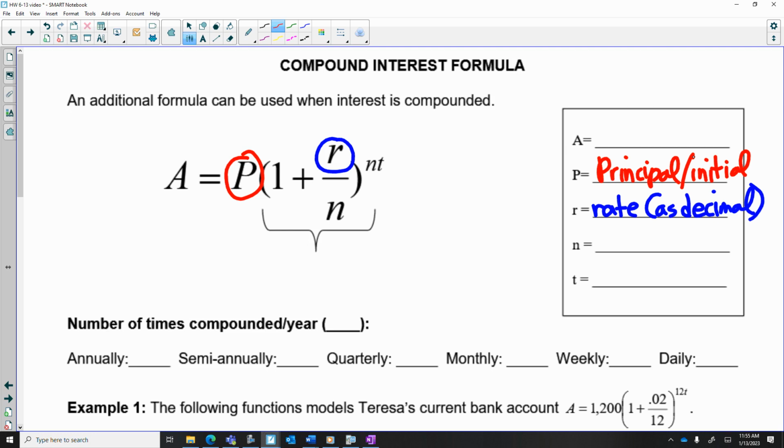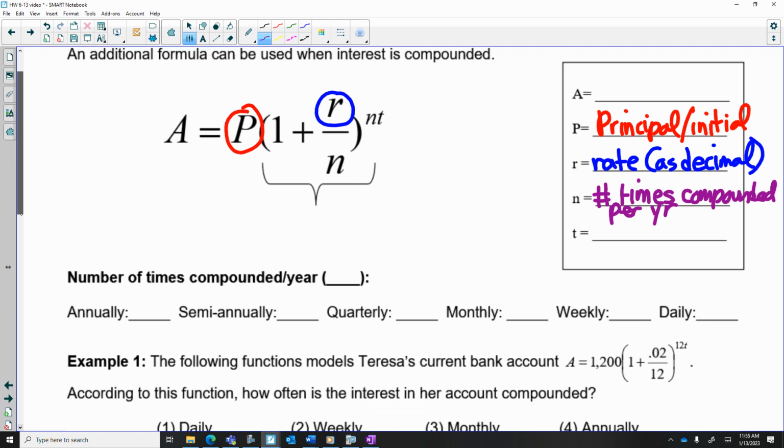Now, the n is representing the number of times the interest is being calculated or compounded per year. And that is the new stuff. The number of times that the interest is compounded per year. Okay? So let's say they tell me that the interest is only calculated once a year, then that means that it's annual. So that's going to be the n, and that's going to be once a year. So I'm going to put a 1 here in this first blank, annual.